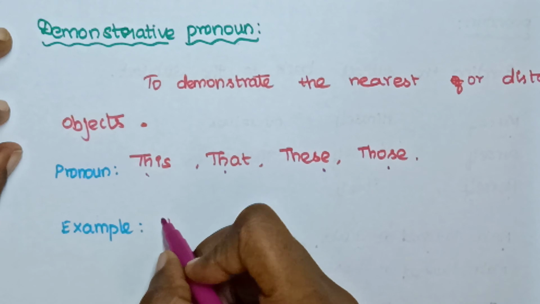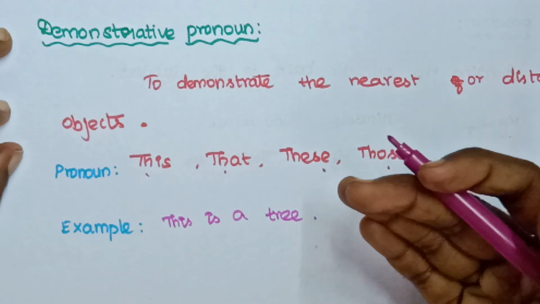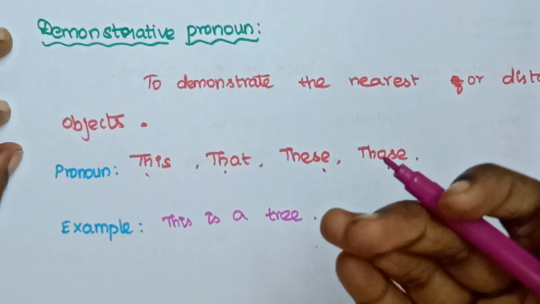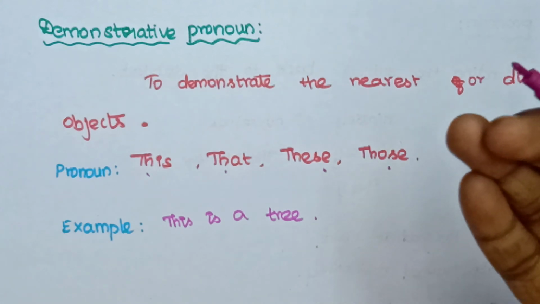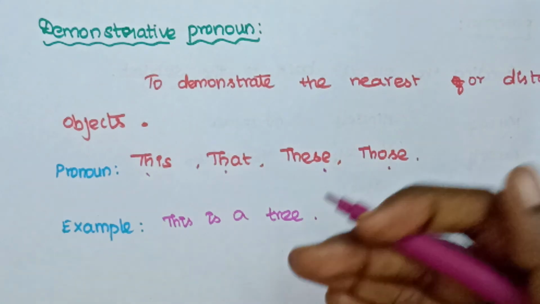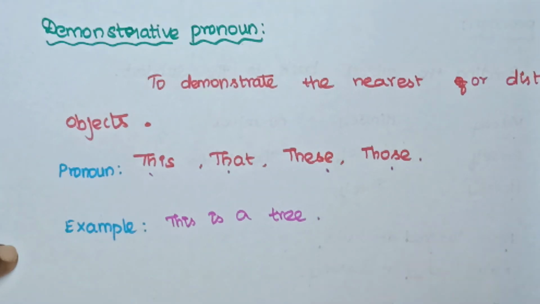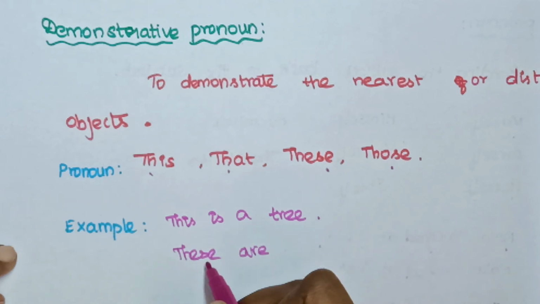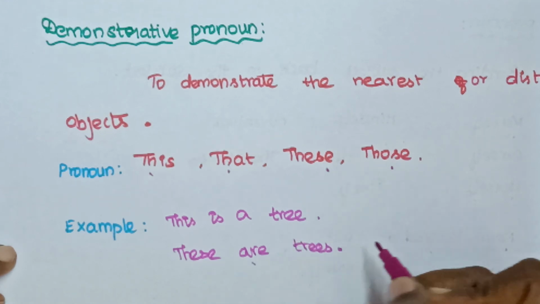If you want to give an example, this is a tree. So I am describing a tree which is nearer to me. So that is a demonstrative pronoun. And if you want to say it for a far tree, you have to say that is a tree. If you want to say it in plural, you can use these are trees. And if you want to say it for farther ones, you can use those are trees. Remember, it should accompany a plural verb. These are trees. So this is a demonstrative pronoun.